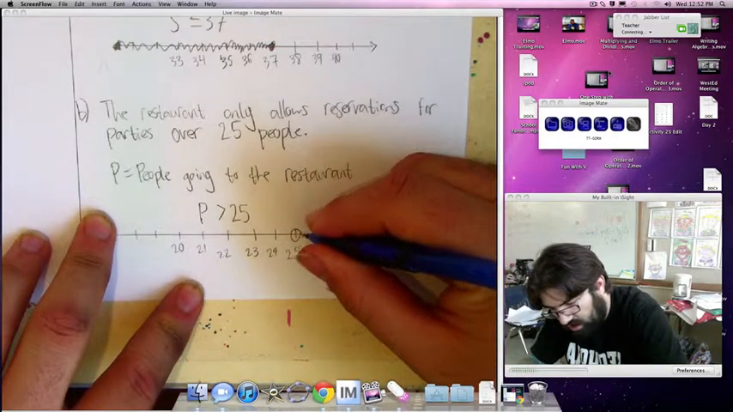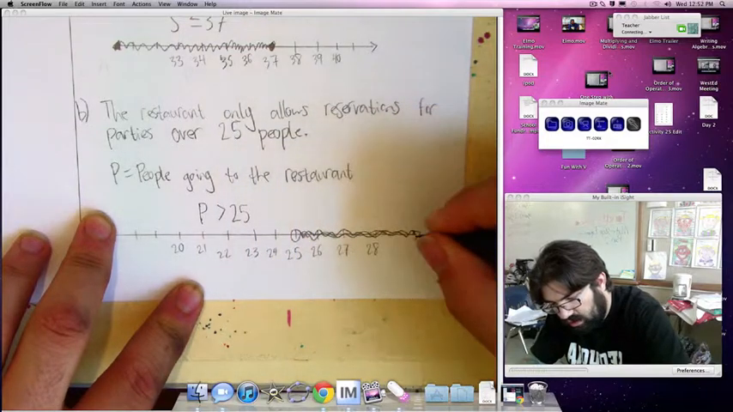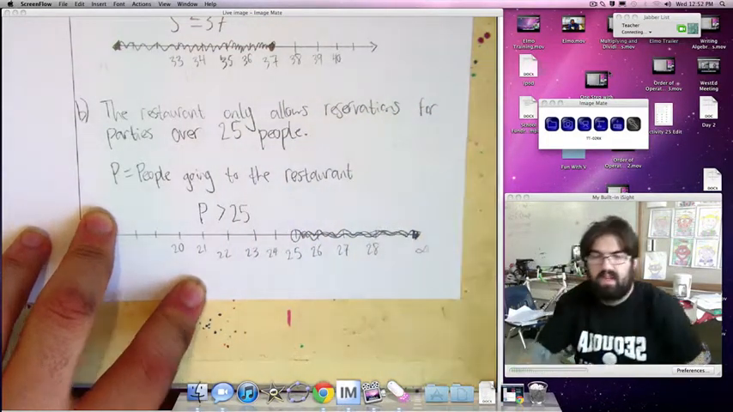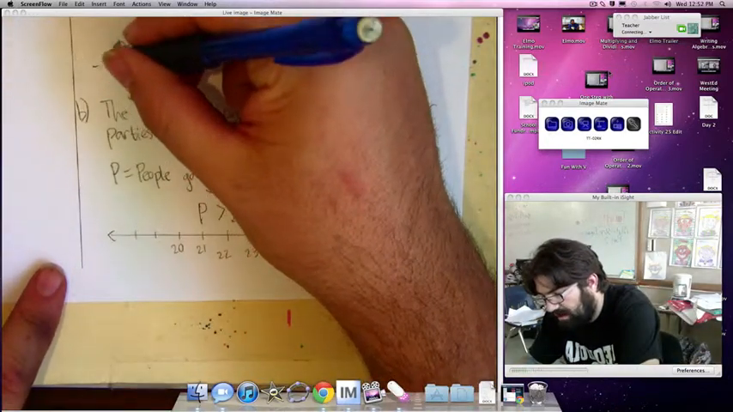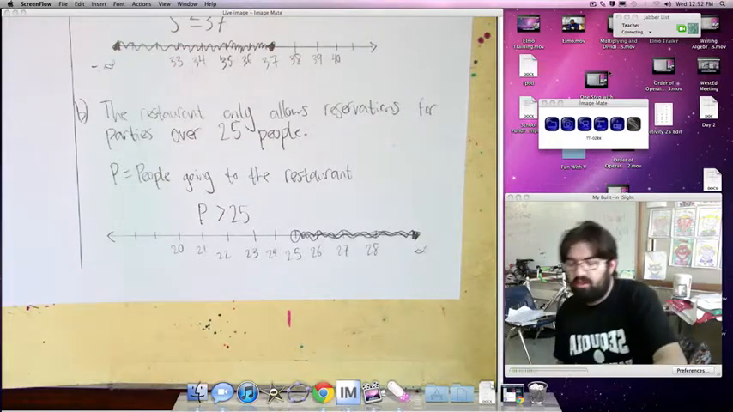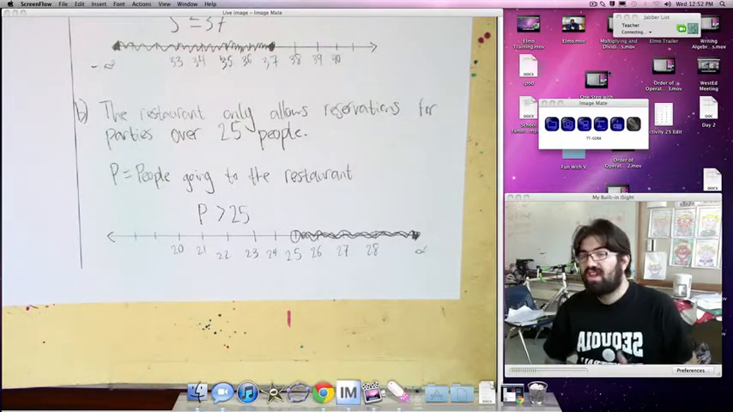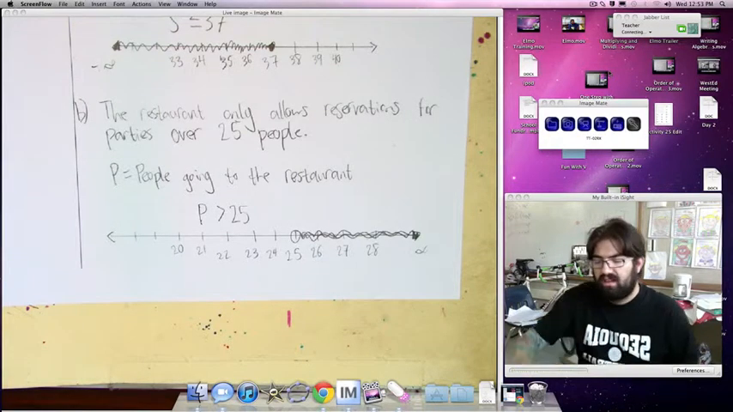So I'm going to draw my arrow, my squiggly line. And this means, by the way, that we go off to infinity, that it goes on forever. This one's going off to -infinity. So this one's going off to infinity forever. So when a question asks you to give an inequality and a graph, this is what they want.